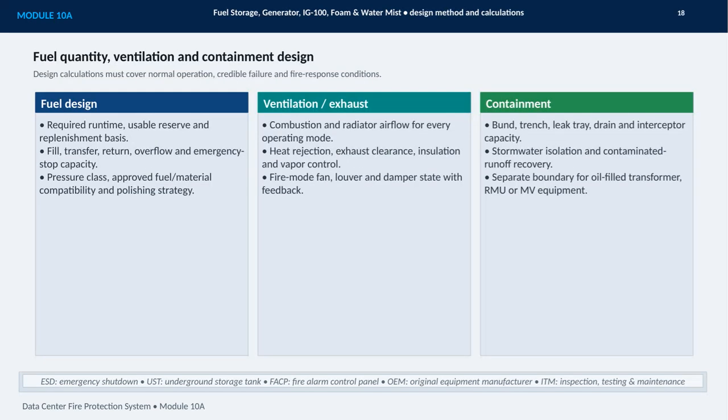This module focuses on the design method and calculations for fuel storage, generator systems, IG-100, foam, and water mist, with particular attention to fuel quantity, ventilation, and containment. The central requirement is that calculations address normal operation, credible failure, and fire response conditions.